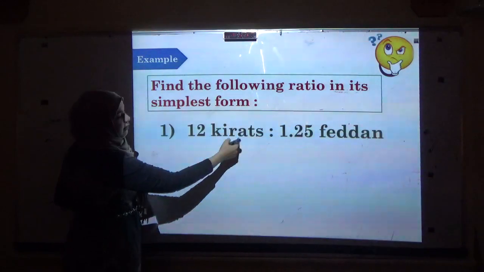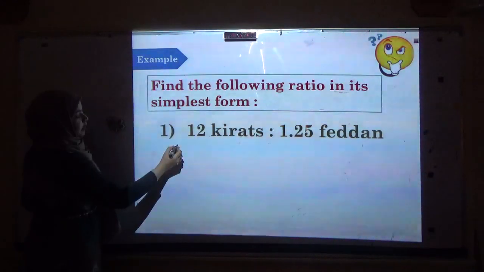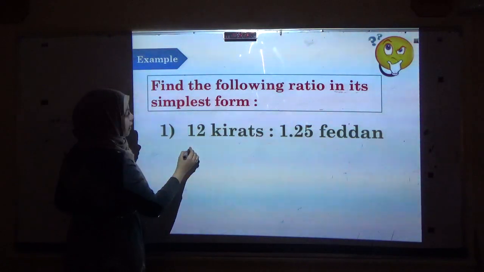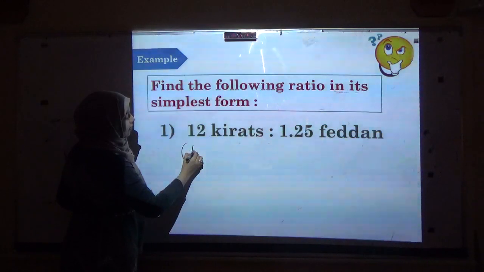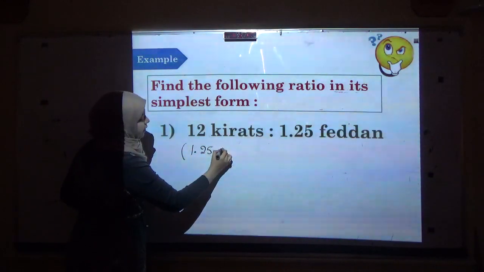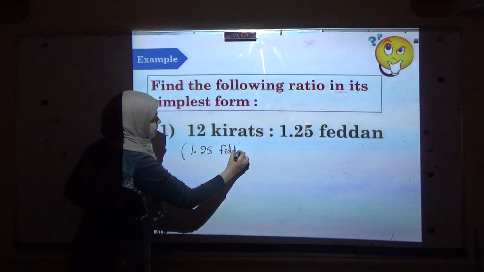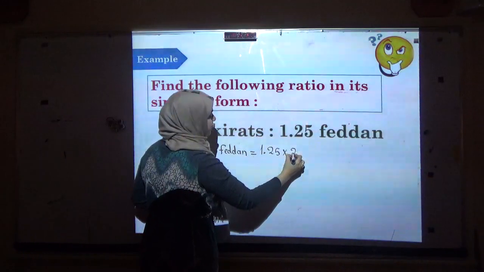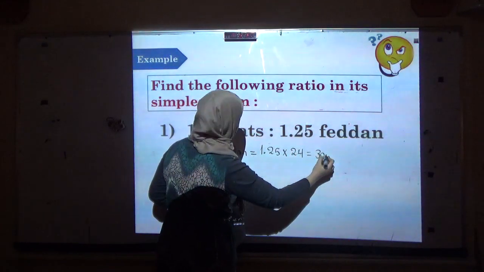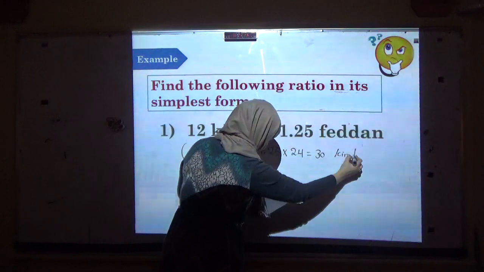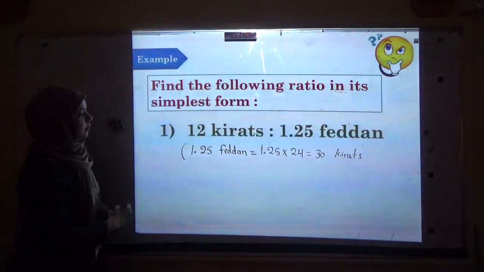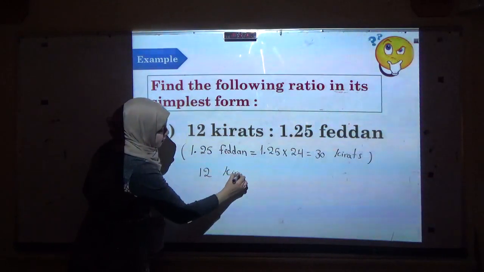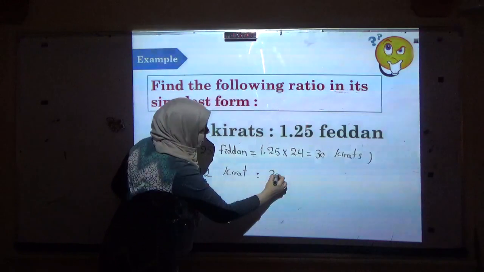Now 12 Qirat to 1.25 Fidan. We will convert Fidan to Qirat by multiplying 1.25 by 24. So 1.25 Fidan equals 1.25 multiplied by 24, which equals 30 Qirat. So 12 Qirat to 30 Qirat.